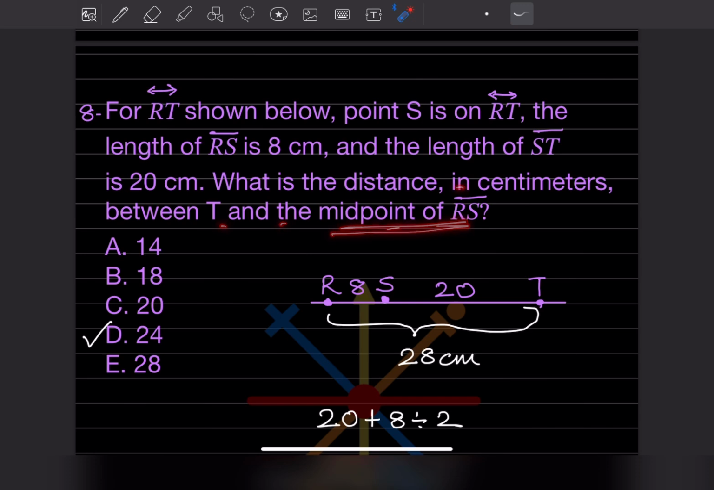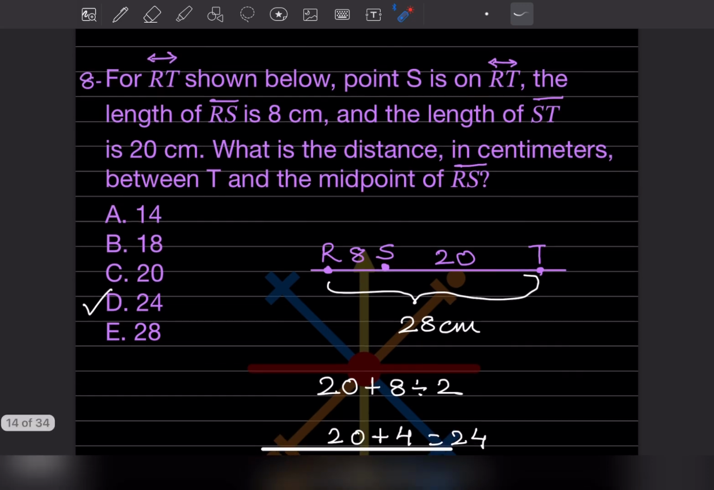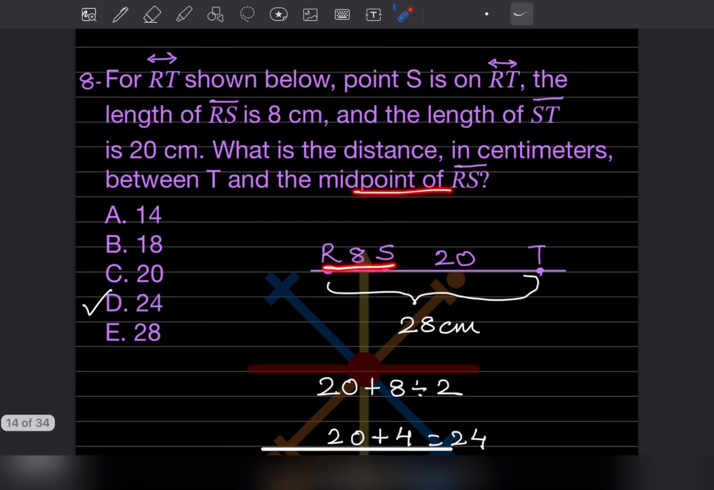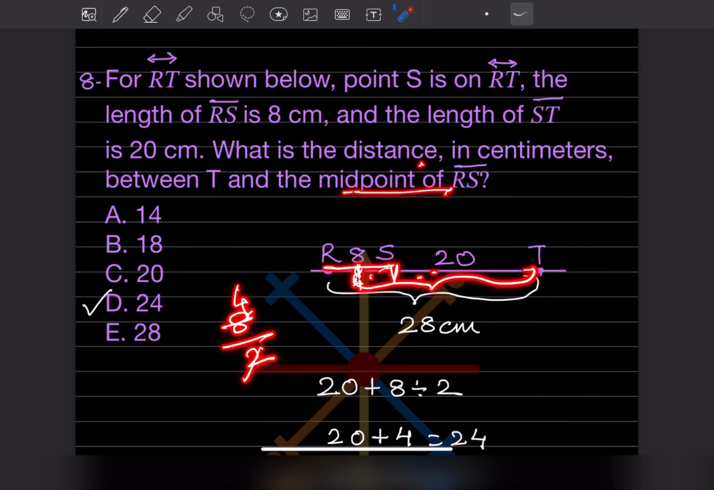First let us see what is the midpoint of RS. RS is 8, and for the midpoint you always divide by 2. So this is going to be 4. And between this midpoint, this is going to be 4. And they asked, what is the distance between T and the midpoint of RS? So from here to here. From here to here is going to be 4, and this is going to be 20. So that is going to be 24.